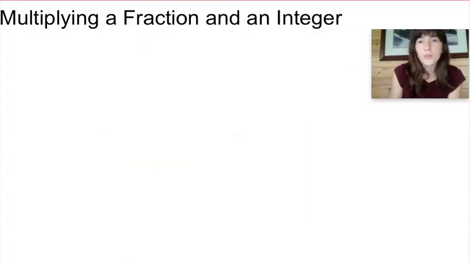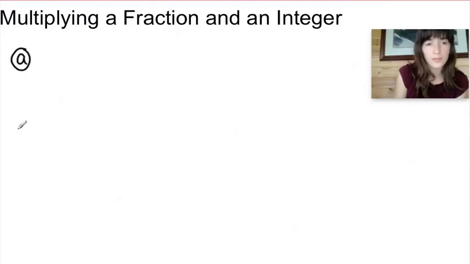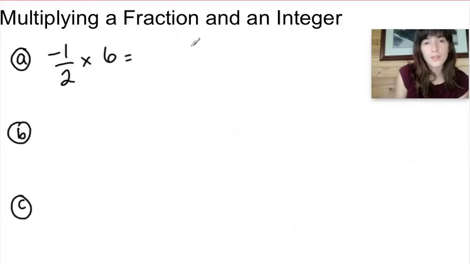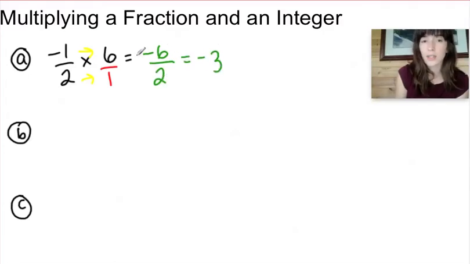Let's start with multiplying a fraction and an integer. So let's do 3 examples. How about we take -1/2 times 6. So when multiplying fractions with a whole number, I usually put a 1 underneath my whole number. When you multiply, it goes straight across. So -1 times 6 will be -6. 2 times 1 is 2. And I can divide -6 divided by 2 to get -3. Again, a negative times a positive was a negative, and then a negative divided by a positive is a negative again.